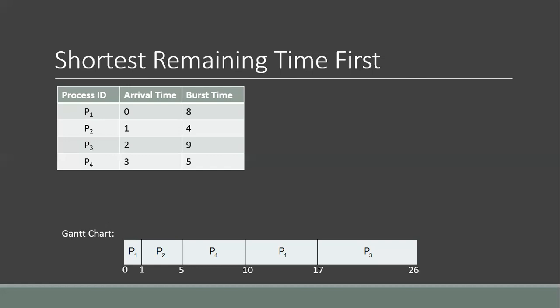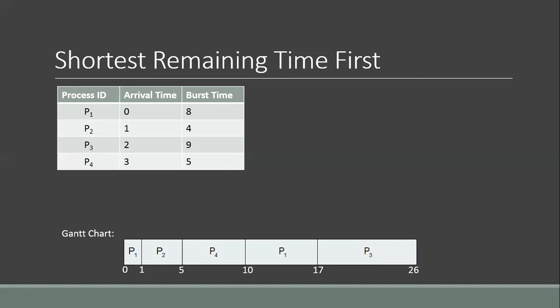When it completes its execution, we will go back to the ready queue and pick the process with the shortest burst time. Now there are 3 processes in the ready queue: process P1 with the burst time 7, process P3 with the burst time 9, and process P4 with the burst time 5. So process P4 has the shortest burst time. So this process will be selected for execution and it will be running on the CPU now. This process will complete its execution at time 10, after which we will again refer to the ready queue.